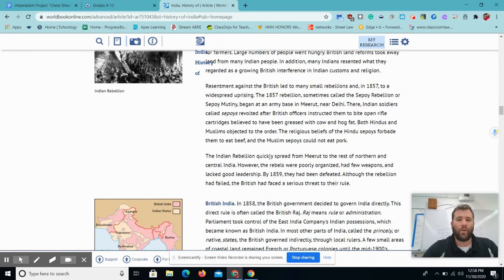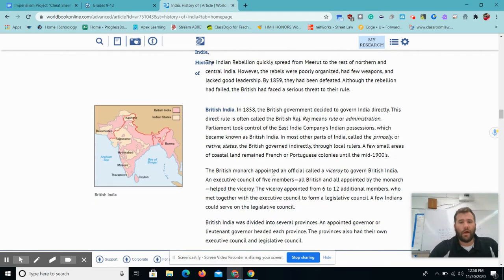The Indian rebellion quickly spread. However, the rebels were poorly organized, had few weapons, and lacked good leadership. By 1859, they had been defeated. All right, so there you go. That's how you could write resistance. All right, keep rolling down.